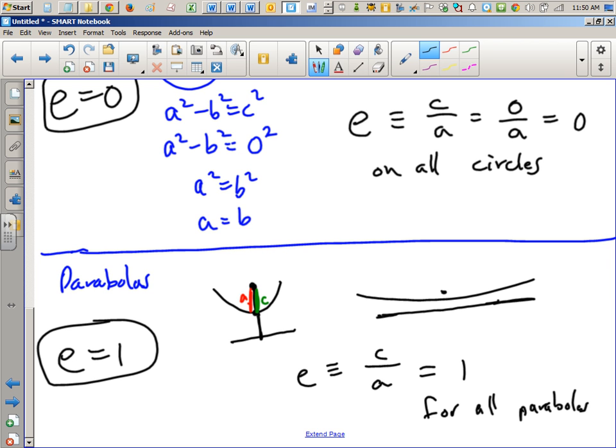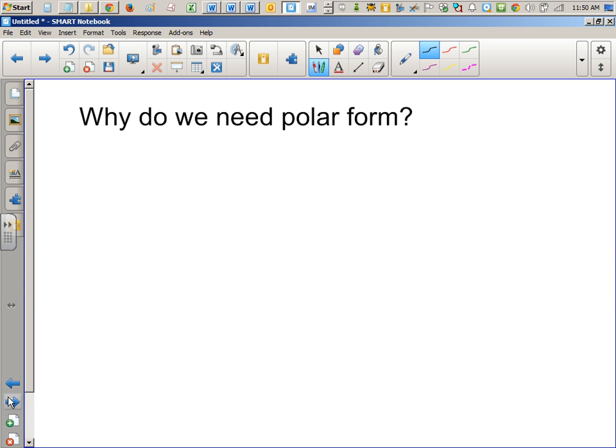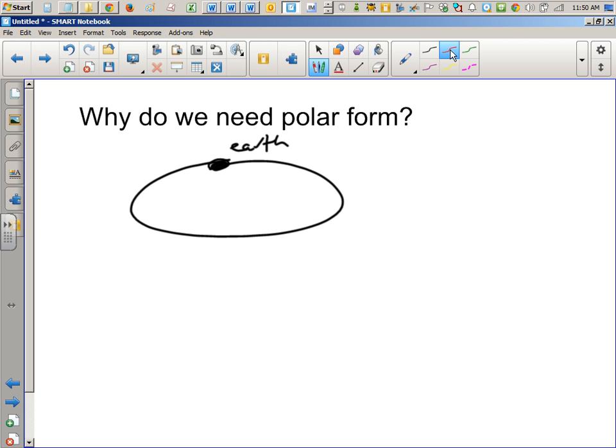Now let's talk about why do we even need polar form. So let's go back to the astronomy example, right? If this is the Earth traveling around the Sun, and the Sun is located at a focal point, then why in the world would a scientist even care about the center? There's nothing there. There's nothing at the center producing a gravitational field for orbit. The focus is much more interesting to the scientist than the center is.